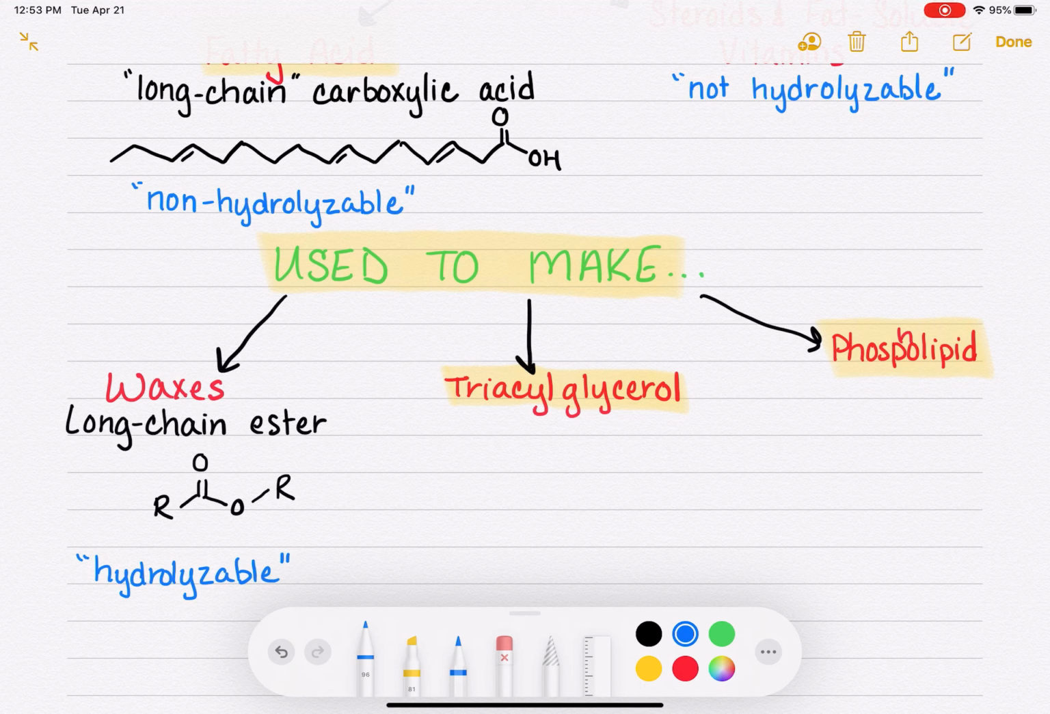And we actually learned this reaction when we were studying esters. The hydrolysis of an ester, we learned how to break an ester apart using a water molecule, and we can still do that even when the ester has long carbon chains and we call it a wax.